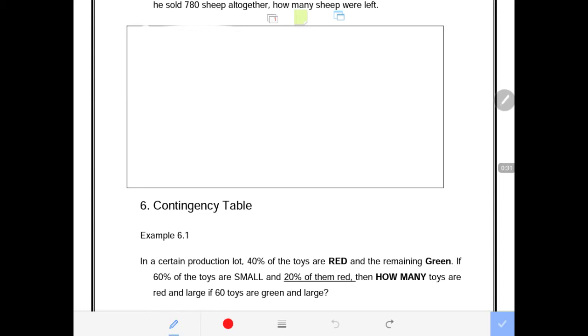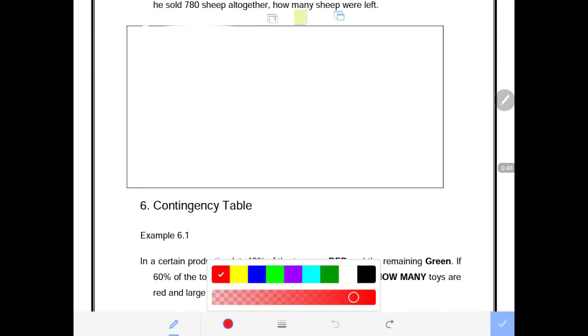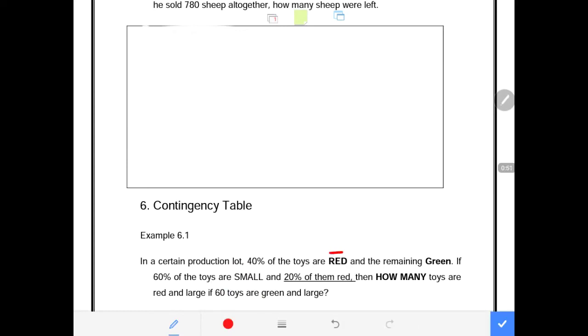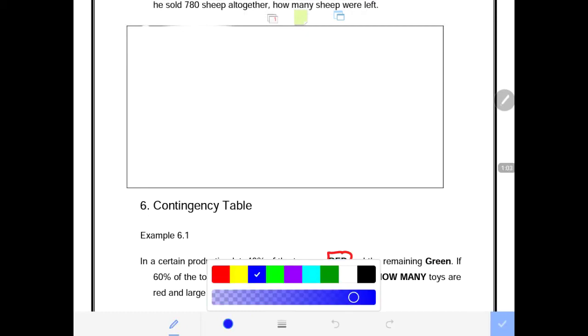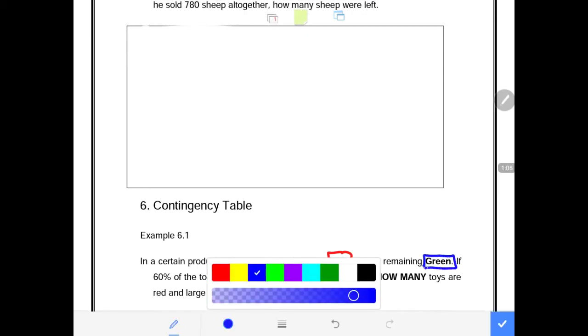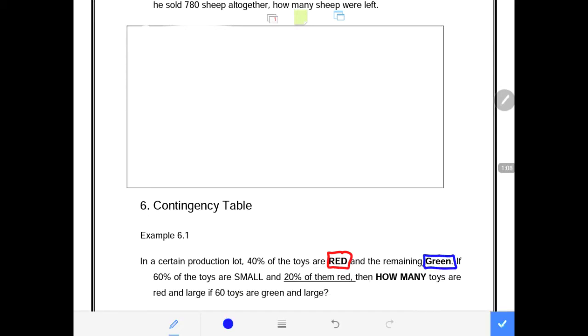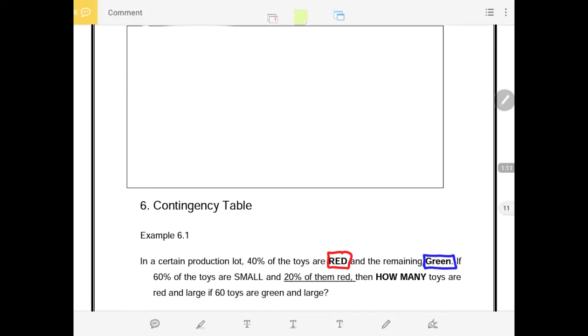It says in a certain production lot, 40% of the toys are red. And it is always very important for you to be able to identify the two categories in any scenario that you are provided for a contingency table. So they are telling us that 40% of the toys are red. That means there are other toys that are another color, and the remaining of the toys are green. So in this case, we deal with the red and the green category of the toys.